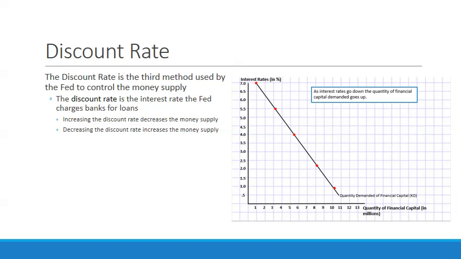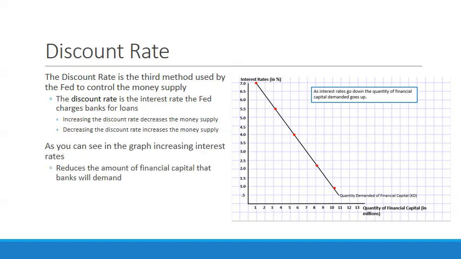If the Federal Reserve wants to decrease the money supply, then they will increase interest rates. If we look at point A, by raising the interest rate we're going to reduce the amount of financial capital that banks will demand. So if we take point A and go up to point B, by raising the interest rate from 2.3% to say 4%, we're reducing the financial capital the banks are demanding from just over 8 to just under 6. The interest rate is the fast way for the Federal Reserve to increase and decrease the money supply, because it's going to impact banks immediately.